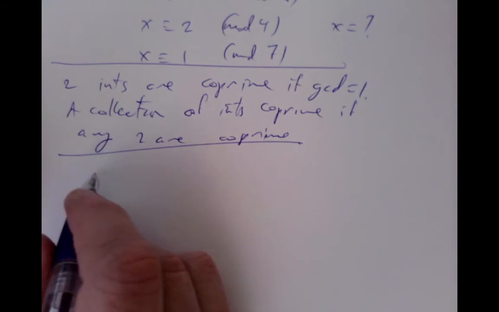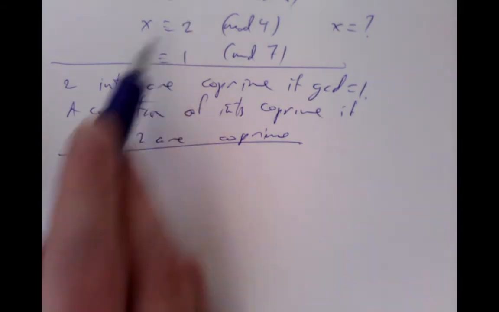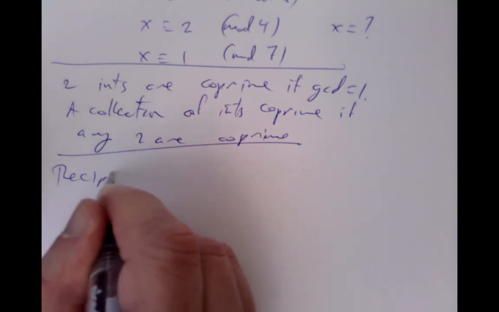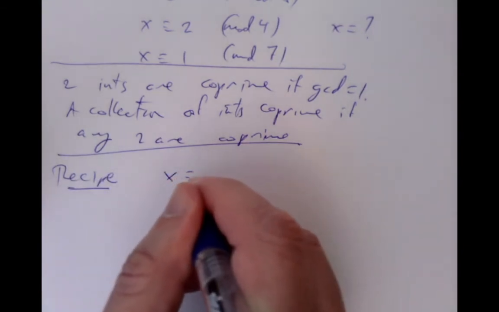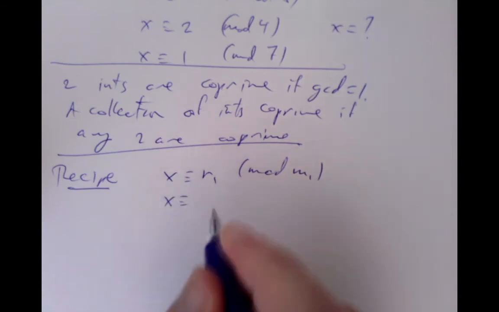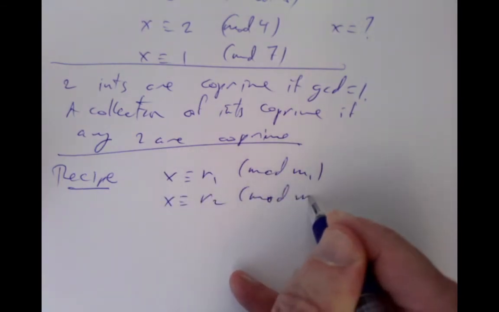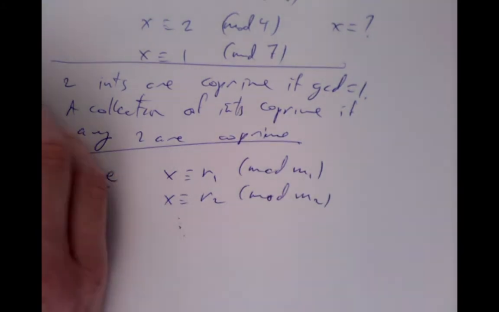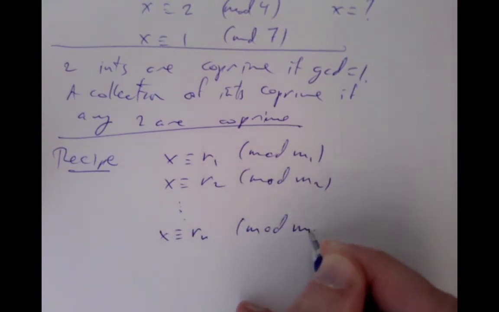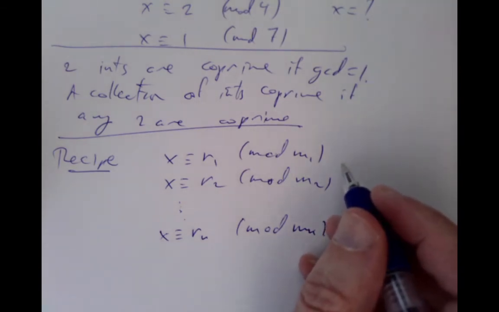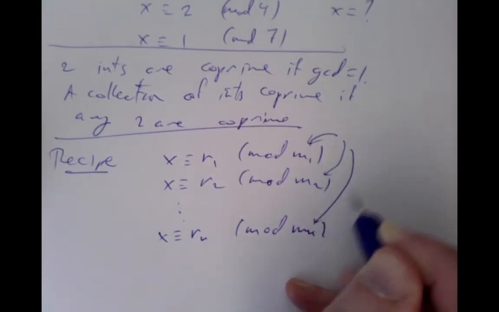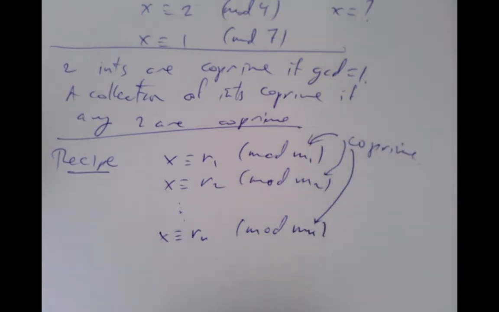Now, what we want to do is come up with a recipe that will enable us to find the solution to this problem, a recipe for solving questions like this. x is r1 modulo m1, one remainder modulo one number, and another remainder modulo another number, and so on, all the way down to rn modulo mn. We'll only have finitely many of these, and we're going to have to assume that all these m's are coprime. Otherwise, our technique won't work.